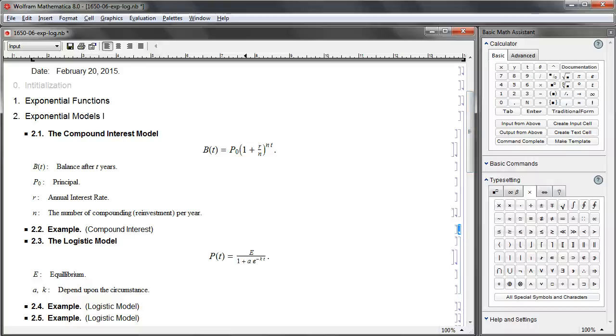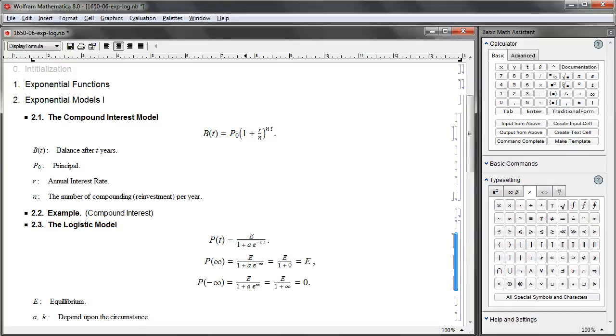And equilibrium, E, is the mature population. Oops. Come on, that's a numerator. And A and K values depend upon circumstance, upon what kind of species we are dealing with, what kind of environment we are dealing with, things like those.